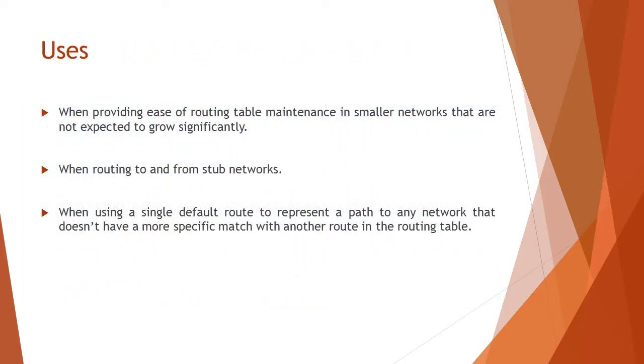So, when should we use static routes? We can use them when providing ease of routing table maintenance in smaller networks that are not expected to grow significantly. Also, when routing to and from stub networks, because a stub network is accessed by a single router, which is going to have only one neighbor. And when using a single default route to represent a path to any network that doesn't have a more specific match with another route in the routing table.